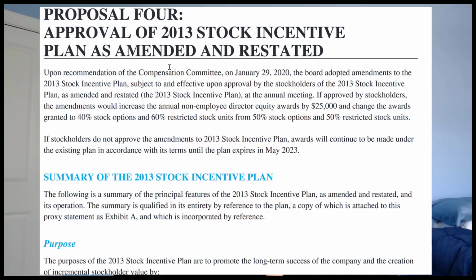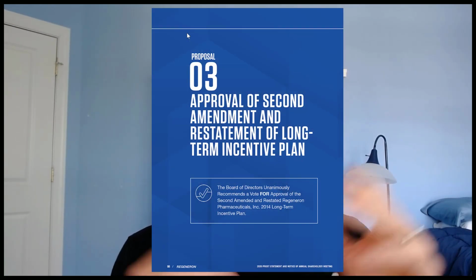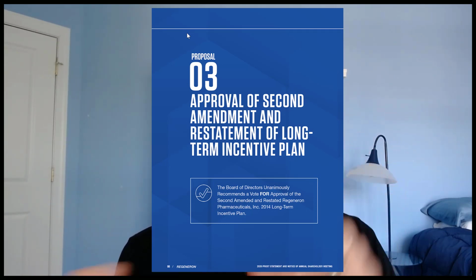So let's briefly look at a few examples. Here's Schwab's 2020 proxy for an amended stock option plan. It has 6 pages of disclosure and the new plan's benefit tables at the end. And here's the amended plan itself for Schwab appended to the end of the proxy. Regeneron's 2020 proxy is 8 pages of disclosure for an amendment to an LTIP plan. The plan is appended at the end.